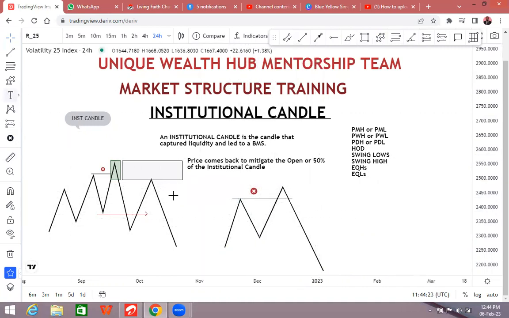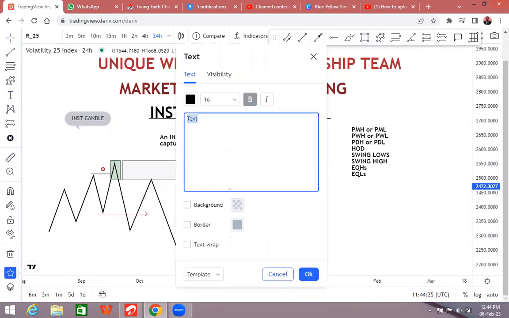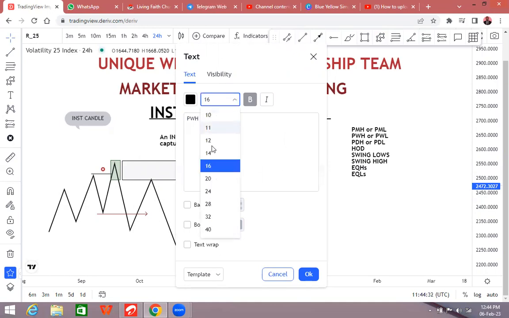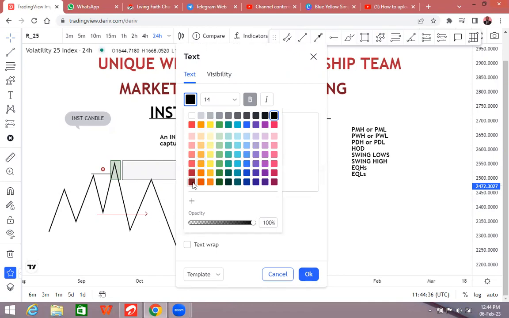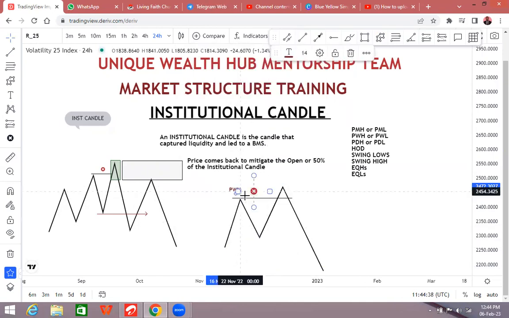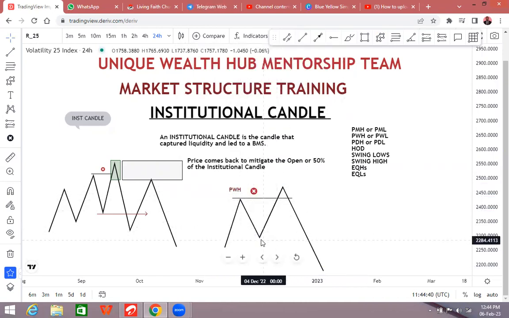So let's say I have my previous week high here. That was swept. Okay, previous week high. And then price comes and gives that break that we are anticipating.